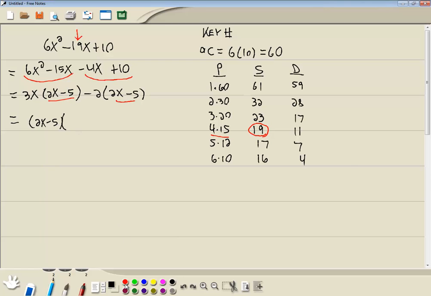And to see what goes in your second set of parentheses, you can come up to this previous line and cross out the 2x minus 5s. What isn't crossed out is what goes in this set of parentheses, which would be 3x minus 2.